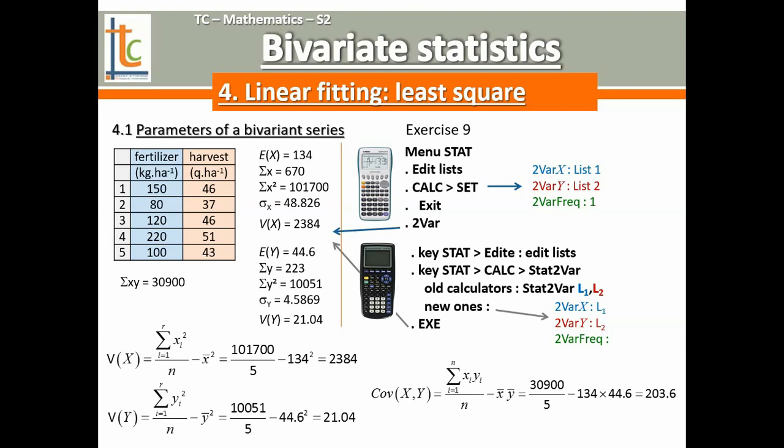Well, let's see a second example. It will be important because a data series in bivariate statistics is not always given by a list series, but could be given by a contingency table.